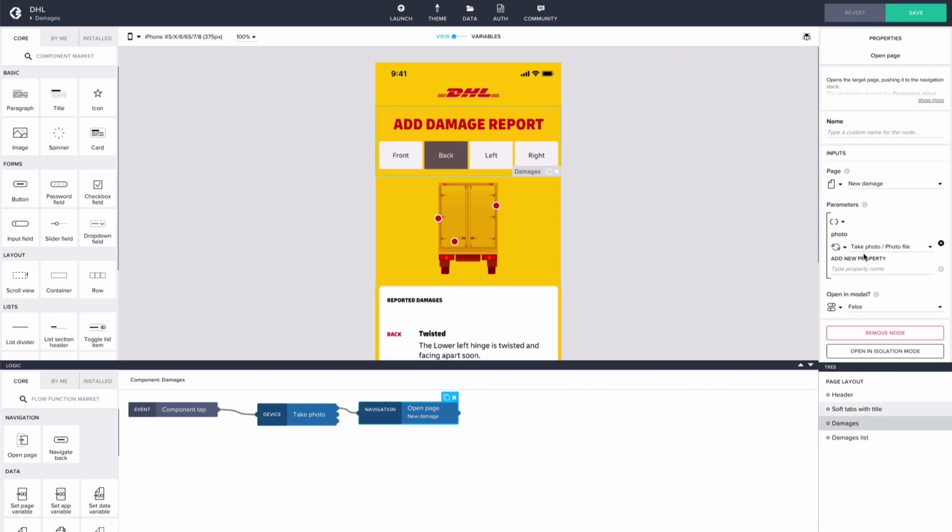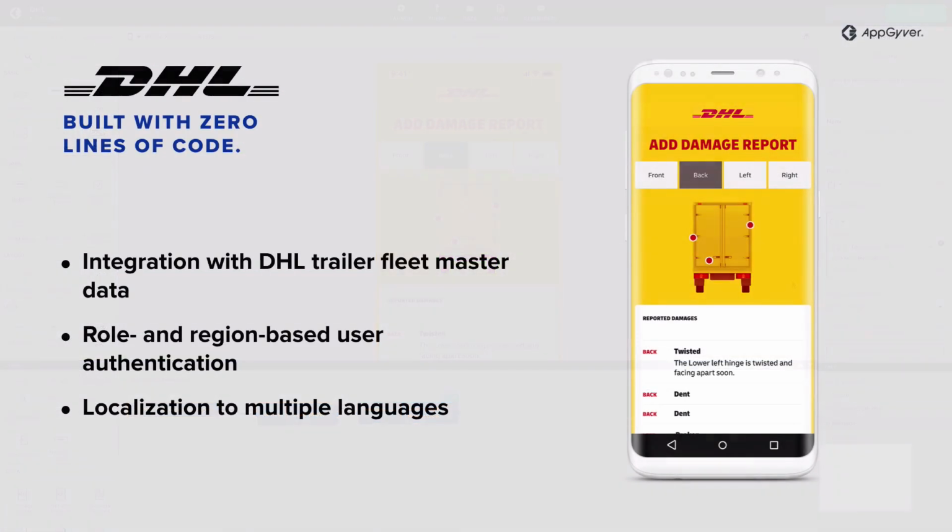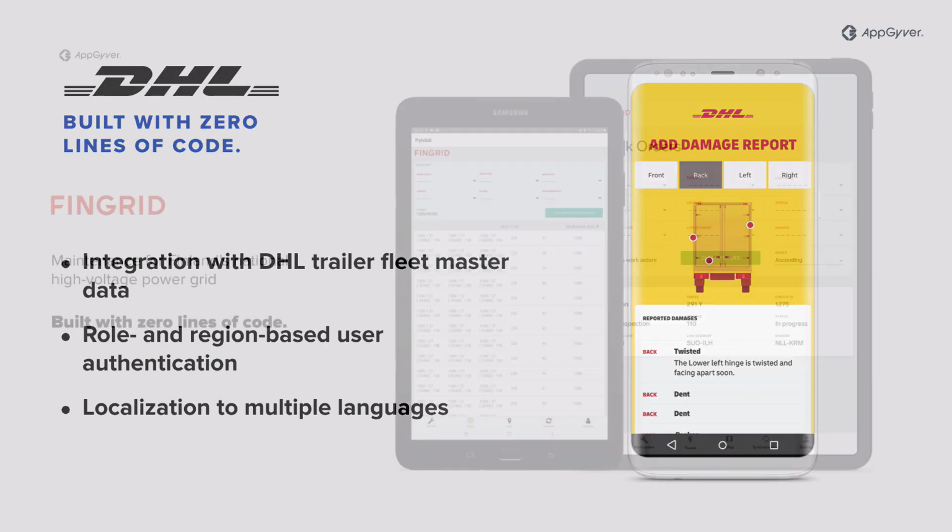The app also interfaces with DHL's trailer fleet master data, includes role and region-based authentication, and has localization for multiple languages. Again, all created with zero lines of code.